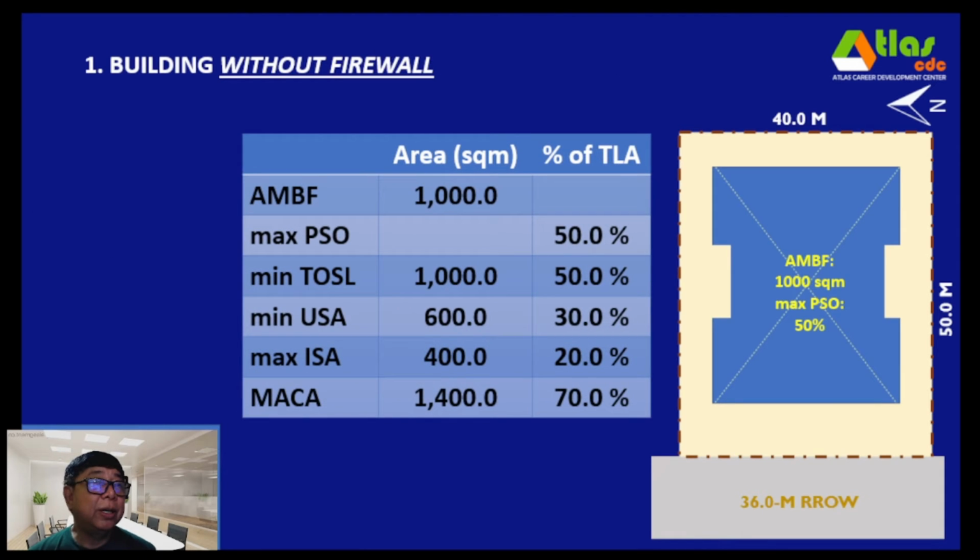So now we are going to summarize the values that we got. So this AMBF or maximum PSO is from Table 8.1. Our minimum TOSL is from Table 8.G.6. So the value of the maximum PSO and minimum TOSL match, 50 and 50 will give you 100% total. And our minimum USA is as per Table 8.1, maximum ISA also Table 8.1, and MACA also Table 8.1. And these are the values without firewall.